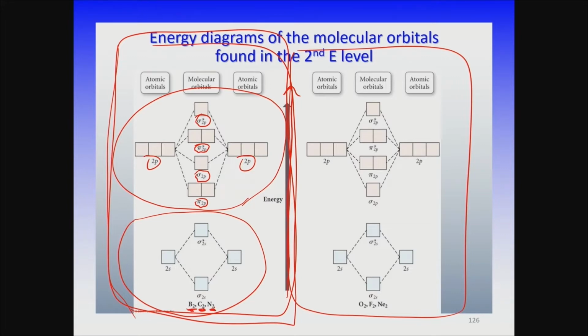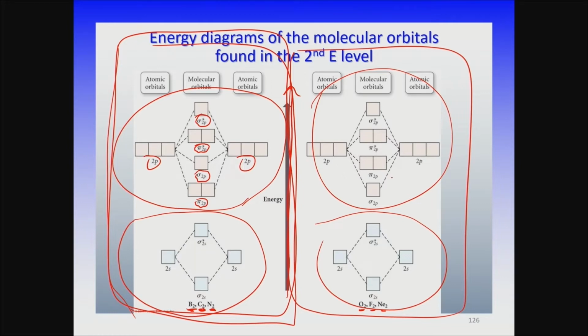Now, let's say you don't have that. Let's say instead you're trying to find the electron configuration of a molecule or molecular ion that is made of 2 atoms of oxygen, 2 atoms of fluorine, or 2 atoms of neon. You will use a slightly different diagram. The lower portion of the diagram here is the same as that used for boron, carbon, and nitrogen, but the upper portion is a little bit different in that some energies of the molecular orbitals formed have changed slightly. We'll talk a little bit more about this later.